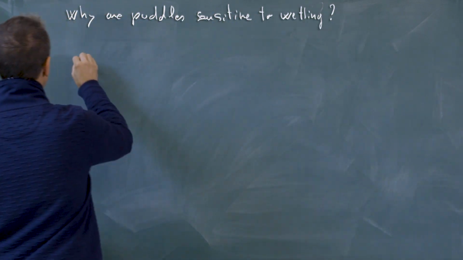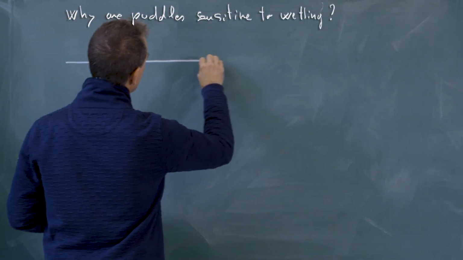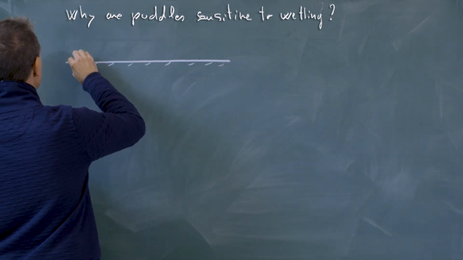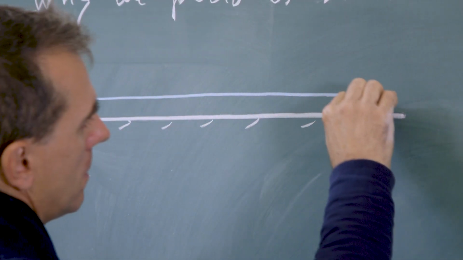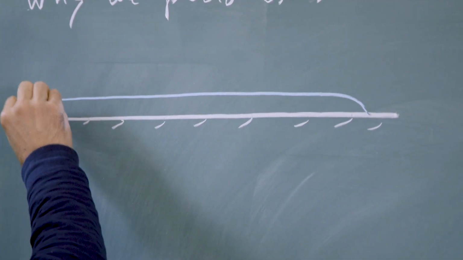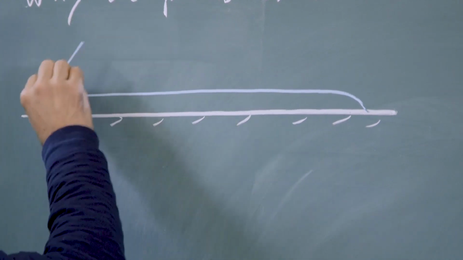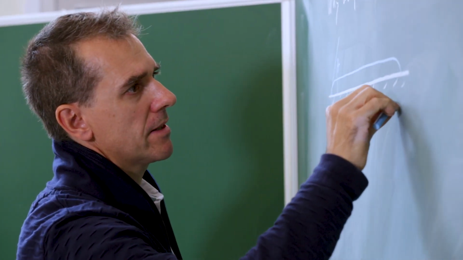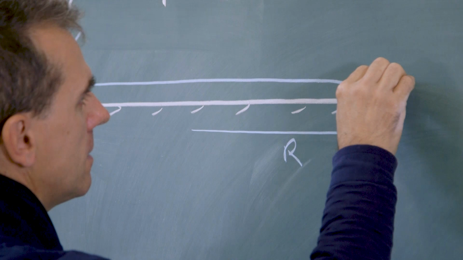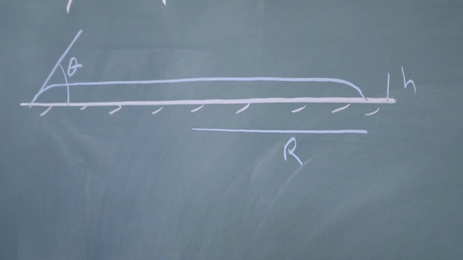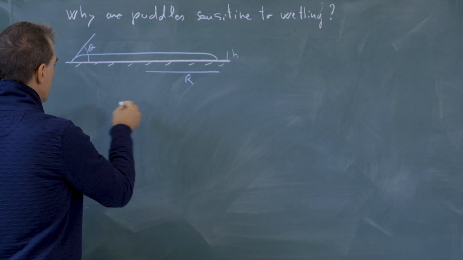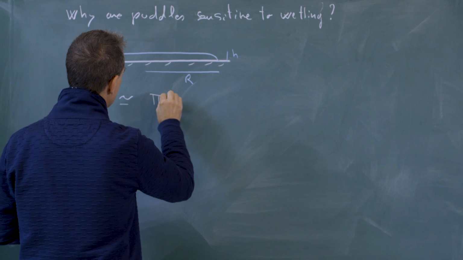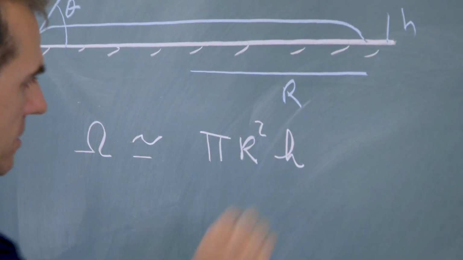To address this question, I start from the following drawing, where I deposit a puddle on a solid surface. This puddle is characterized by the contact angle theta, by its radial extension r, and by the thickness h. The volume of this puddle is approximately pi times r squared times h.